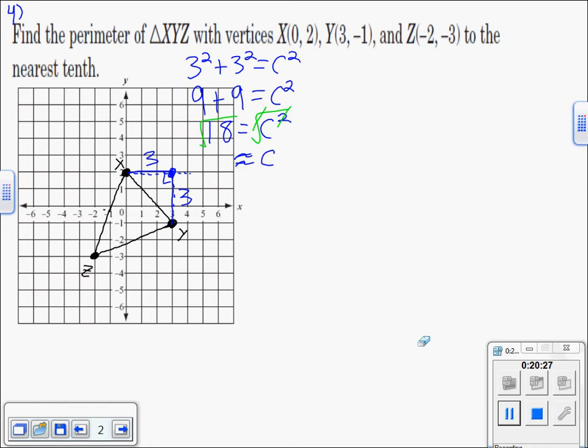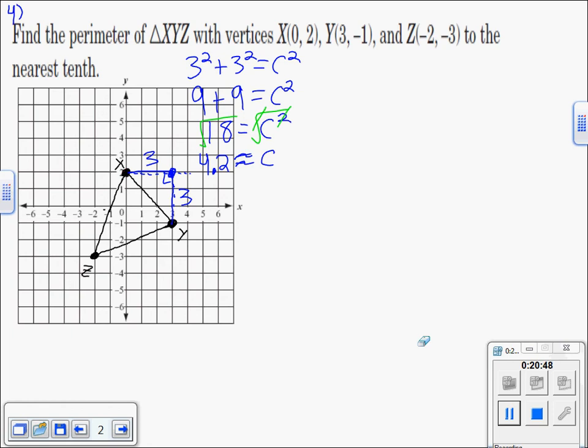We're left with c equals, and I'm going to go ahead and round that right away just to save space on here. The square root of 18, that's a little bit bigger than 16, so it's going to be 4 point something. So the square root of 18, that's 4.242. Rounding that to the nearest tenth, that's going to be 4.2.